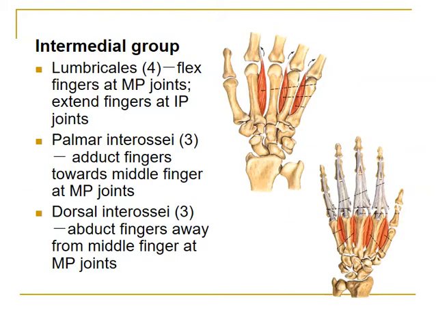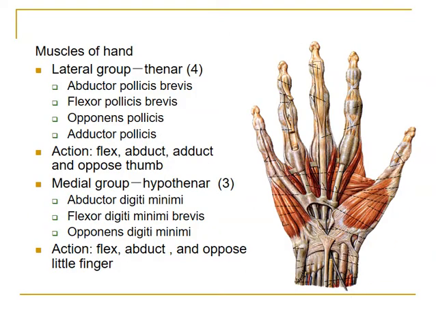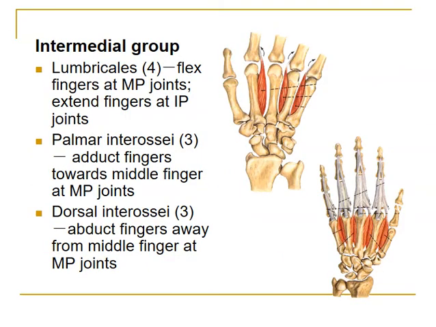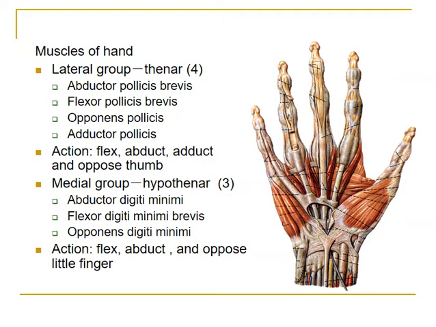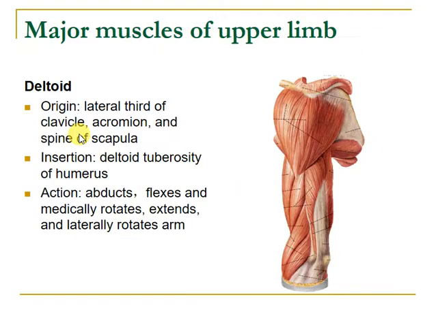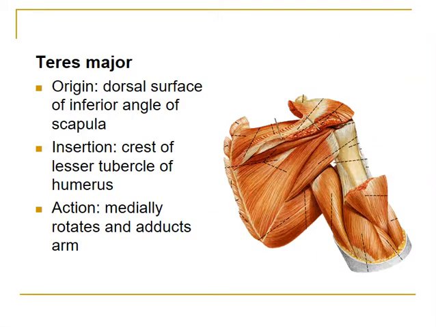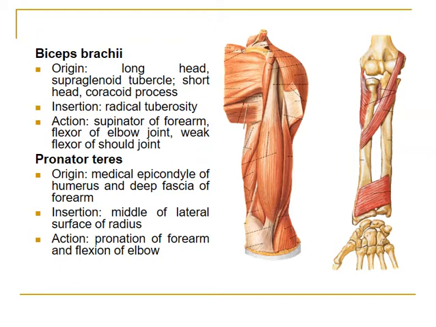So actually this is just the summarization. You can see we have 4 muscles, then 3 muscles, then 3 muscles. They are almost 7, and then if you add, they are almost 10, and here like 17 muscles, as we discussed in the previous session. Other muscles of the upper limb like deltoid, teres major and biceps brachii, we have discussed them.